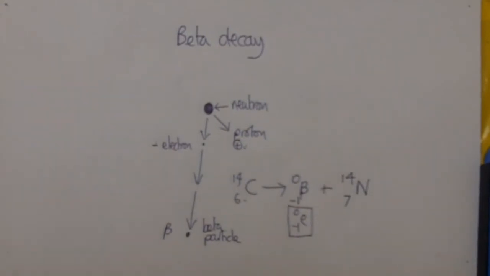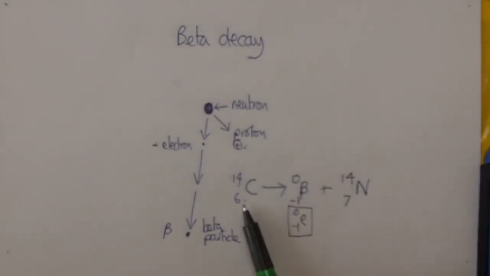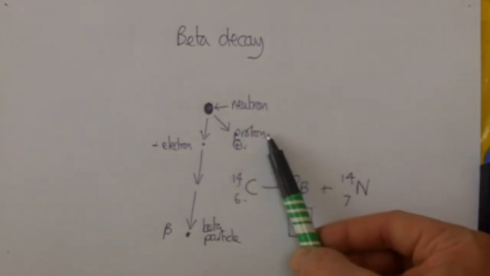So in beta decay, the beta particle, or the electron, is ejected. The number of particles in the nucleus stays the same, because one neutron is less and one proton more, and the number of protons goes up by 1 simply because a new proton appears.